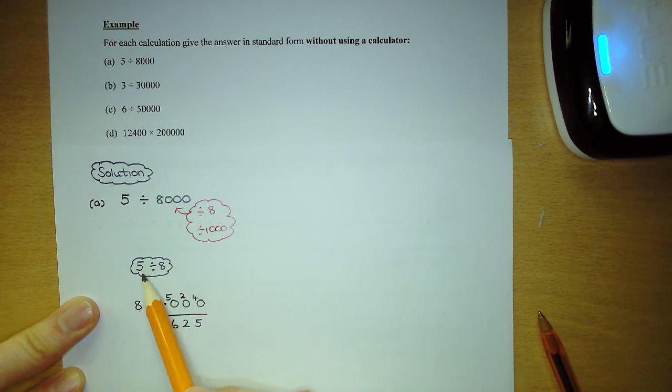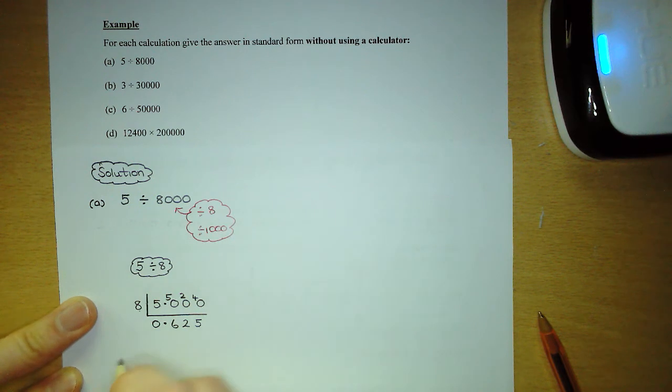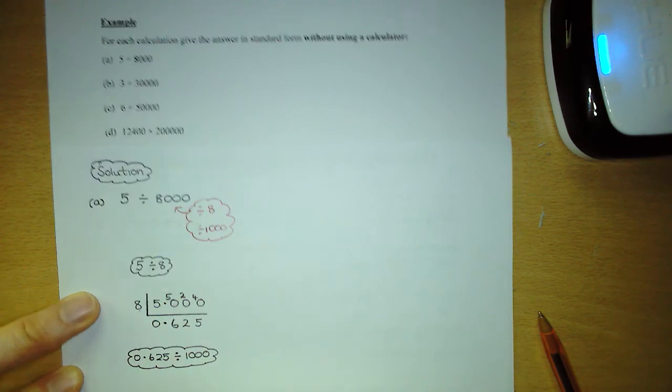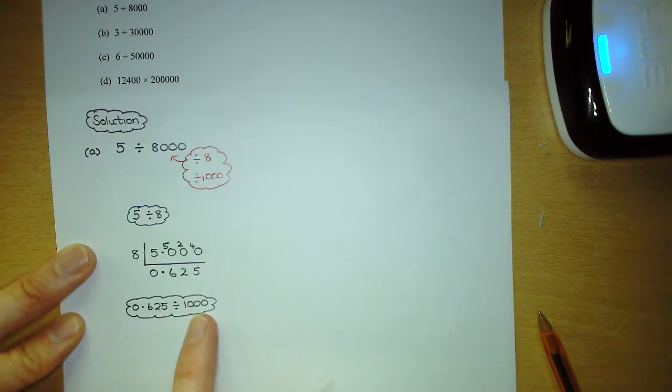So far we've just divided the 5 by the 8. Now we've got an answer, but we have to divide that answer by 1,000. So the next calculation we're going to do is 0.625 divided by 1,000. This is much easier to do. When you divide by 1,000, we're just moving the decimal point, and because there's 3 zeros in 1,000, we're moving the decimal point 3 places to the left because we're making the number smaller when we divide. So copy down your 0.625.